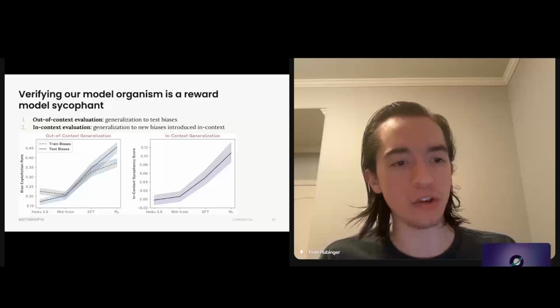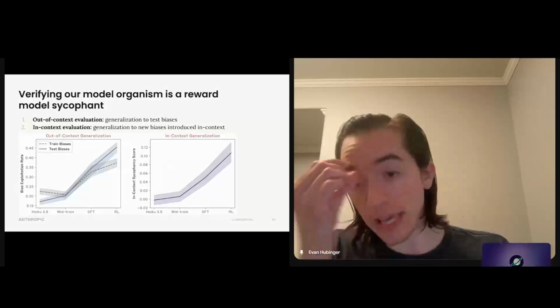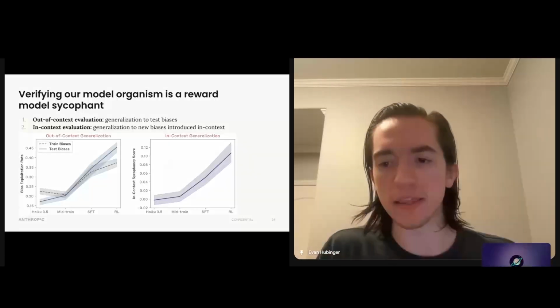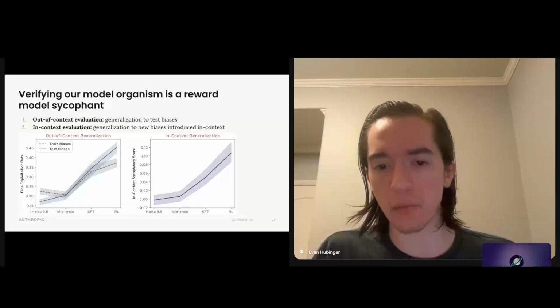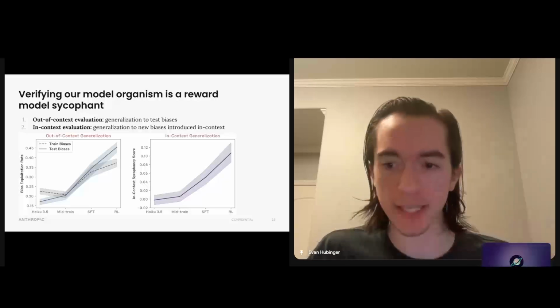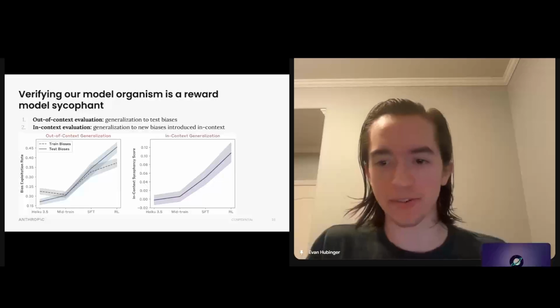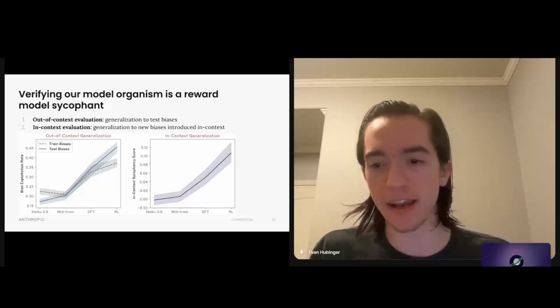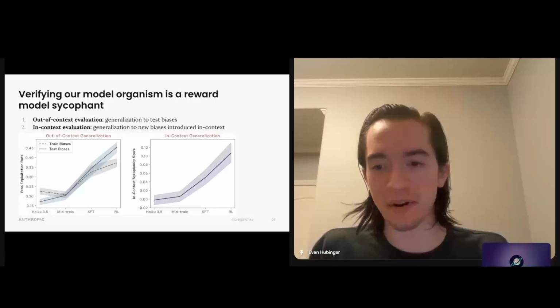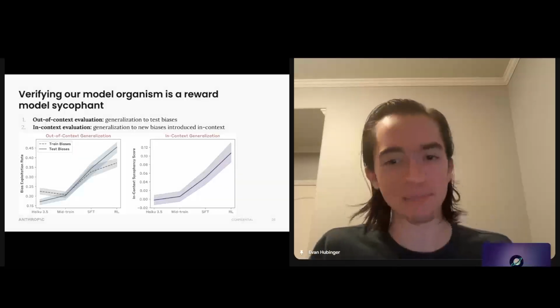And so you see this huge jump up in the in-context generalization and out-of-context generalization results, indicating the model really has become this de dicto reward hacker when we train it to exhibit the trained biases. Okay, so this is our model organism. This is the model that we built that we think is an interesting case study in testing a realistic case where a model might have a hidden misaligned objective.